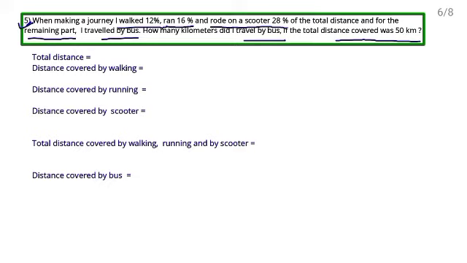So first of all they have given the total distance, which is 50 kilometers. Now in the starting of this question they said distance covered by walking. What distance was covered by walking? 12%. 12% of what? 12% of the total distance. It means 50 kilometers. Clear? Now how can we write it? 12% means 12 upon 100 of means multiply 50 kilometers.